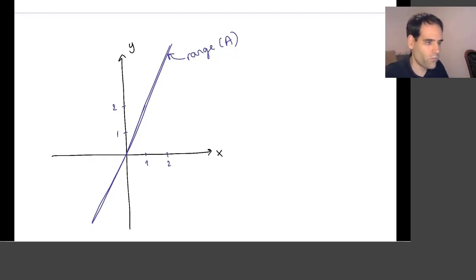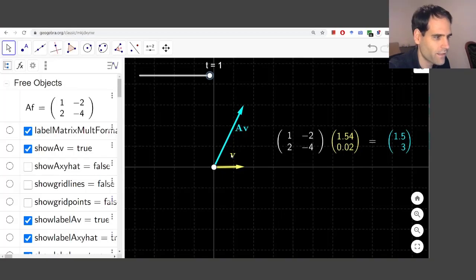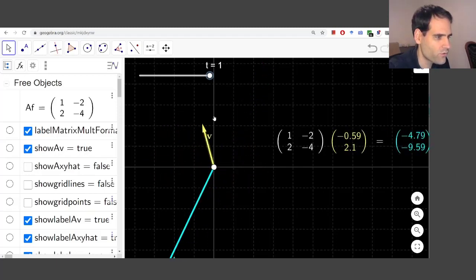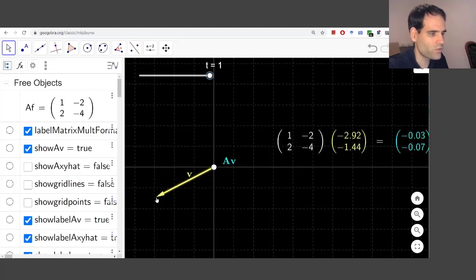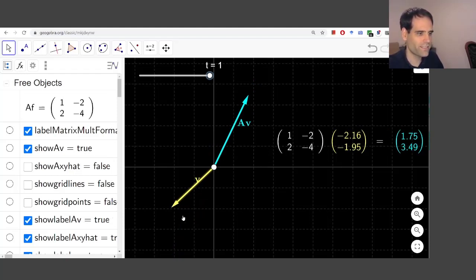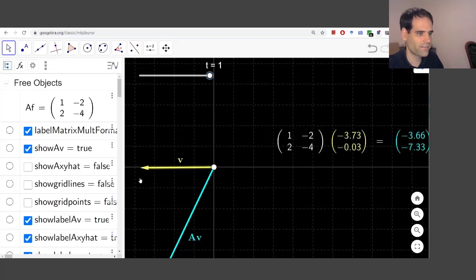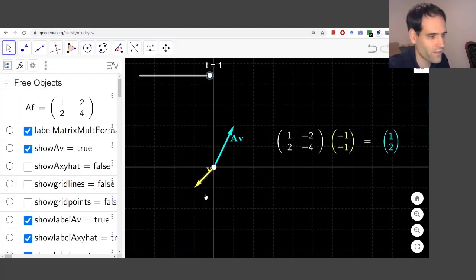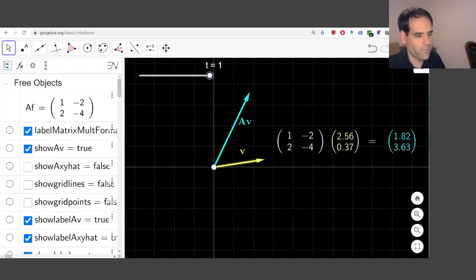Is it true when we use the applet? So if we look at the applet, indeed it seems that whatever v I choose, the output A times v is always contained within this line, which is parallel to the vector (1, 2). So yes, this makes perfect sense. So the output is always in this infinite line. Okay, next, what about the null space?